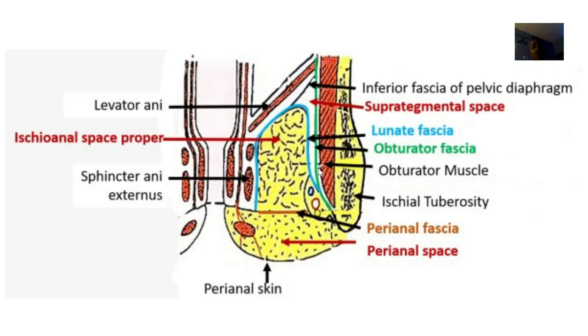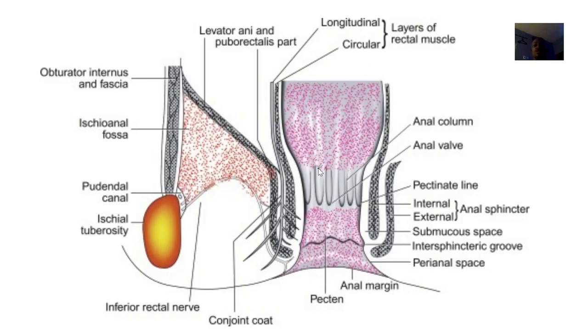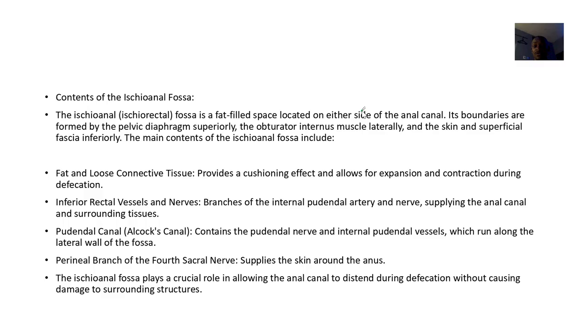Alright, the next one will be discussing the ischioanal fossa. That's the ischioanal fossa right there. We said that it's also known as the ischiorectal fossa. It's a fat-filled space located on either side of the anal canal. Its boundaries are formed by the pelvic diaphragm superiorly and the obturator internus muscle laterally, and the skin and superficial fascia inferiorly.